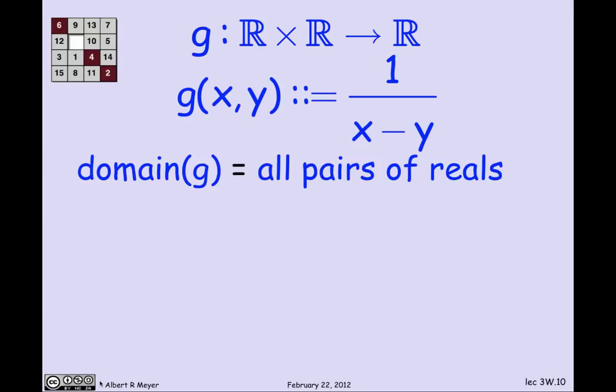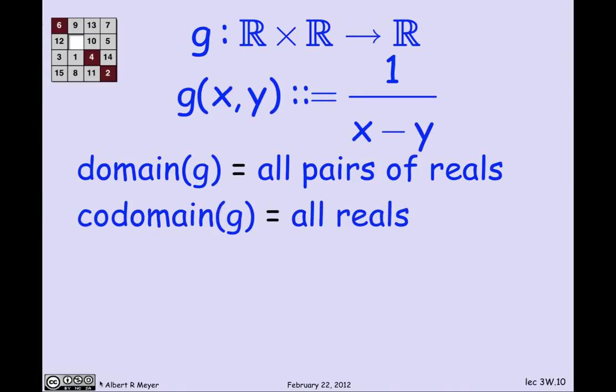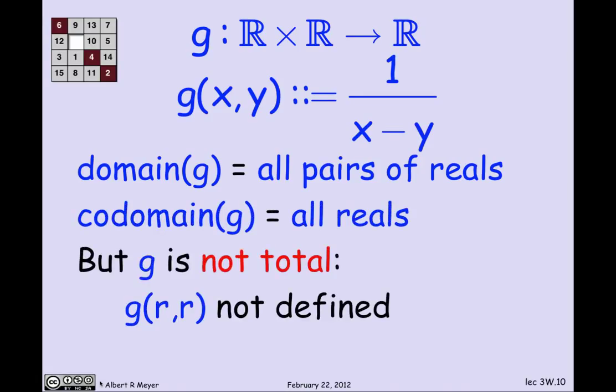That's what it means to say that it goes from R cross R, shorthand R squared, to the codomain R. The codomain is the set of all reals. But this g is obviously not total because 1 over 0 is not defined, which means that on the 45-degree line, g is not defined. g of r is not defined. So g, in fact, is not a total function.